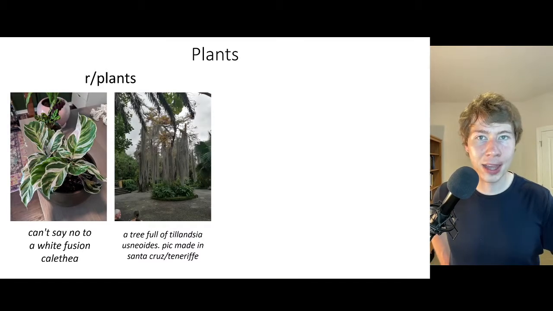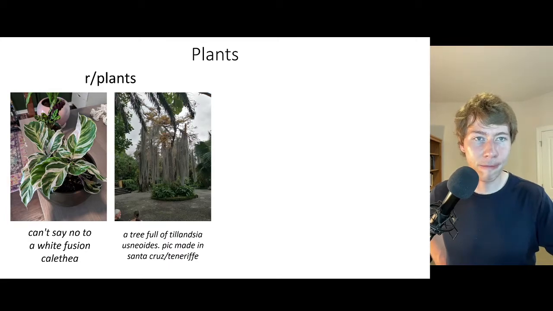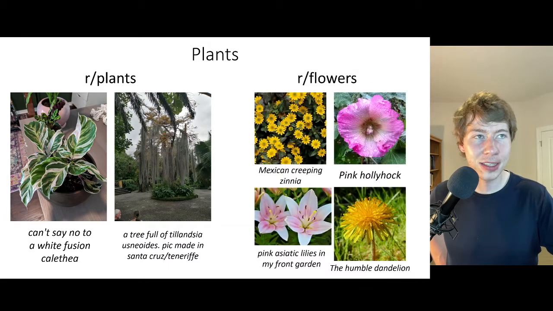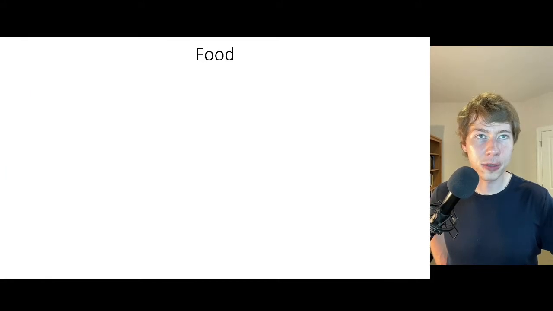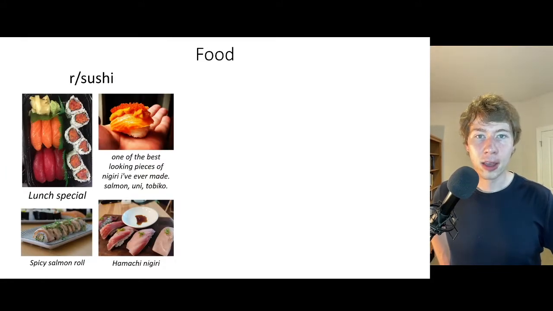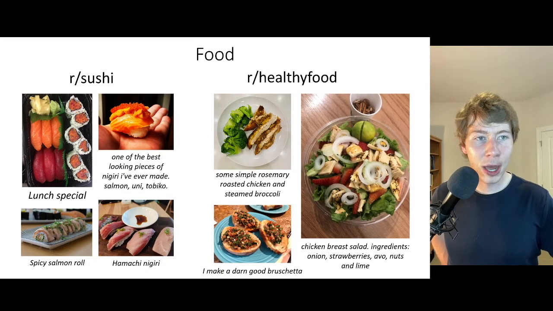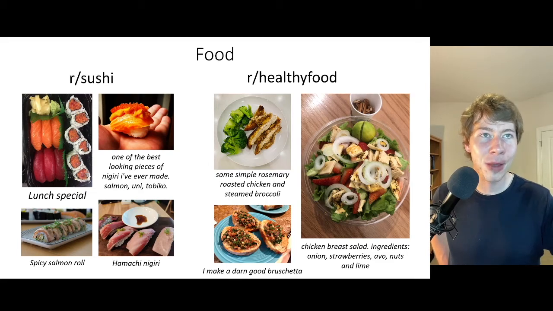There's subreddits about plants. So these, again, are geared towards enthusiasts, often mention the really fine-grained details of exactly what species, or flowers, which again mention individual species of flowers. There's subreddits about food, maybe about particular types of food like sushi or healthy food. These will go in and describe all the types of things that appear, like chicken breast salad with the ingredients of onions, strawberries, avo, nuts, and lime.